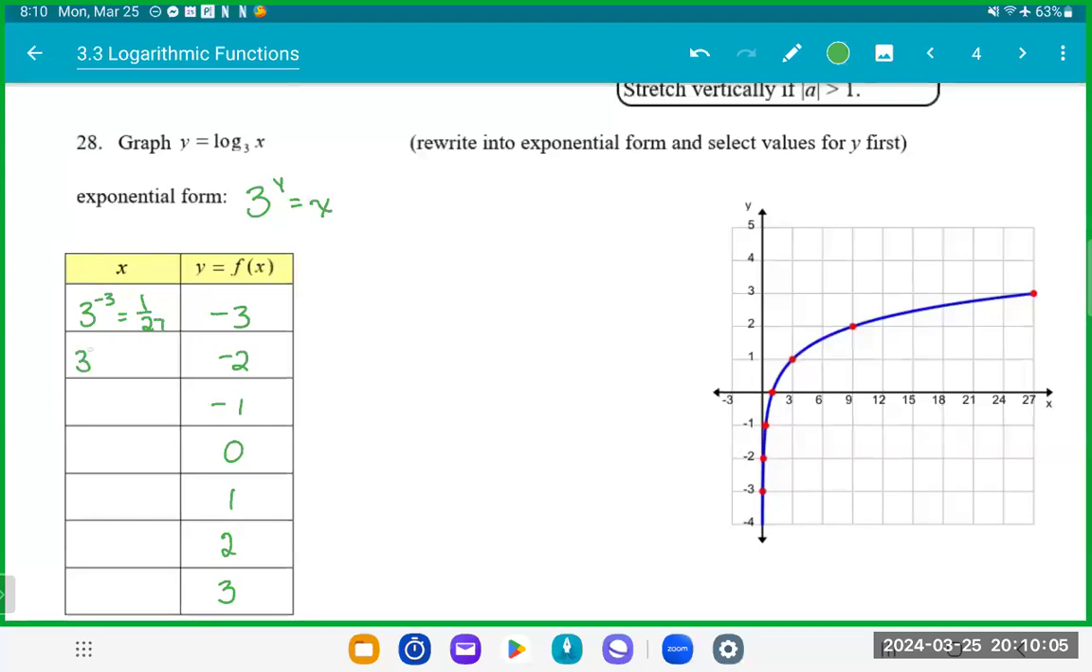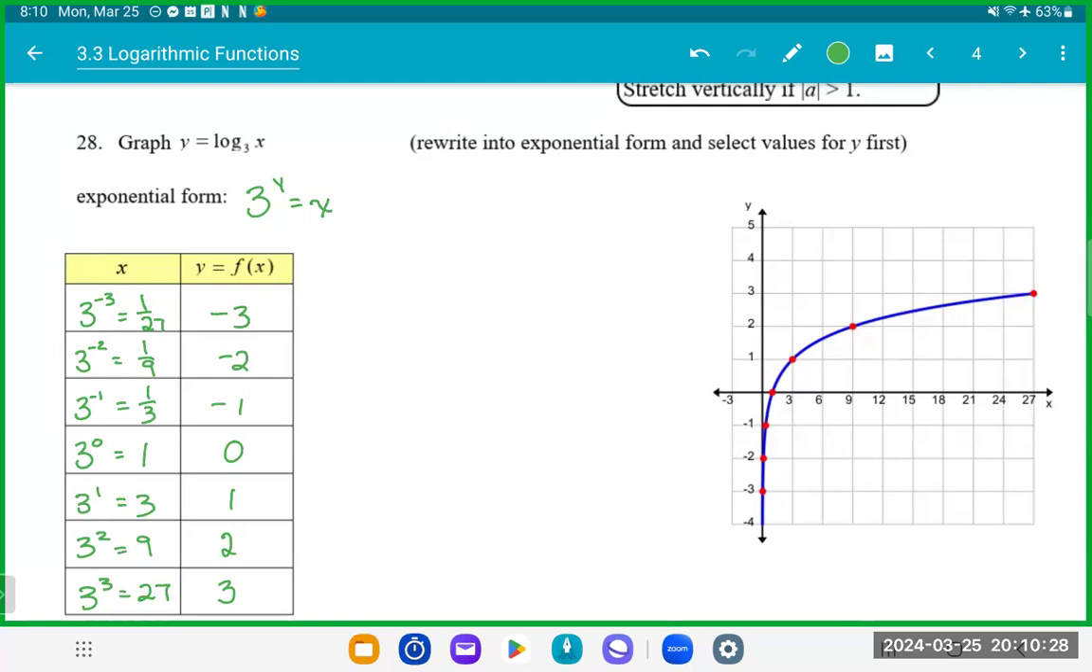This is 3 to the -2, which is 1/9. 3 to the -1, which is 1/3. 3 to the 0, which is 1. 3 to the 1, which is 3. 3 squared, which is 9. And 3 cubed, which is 27.